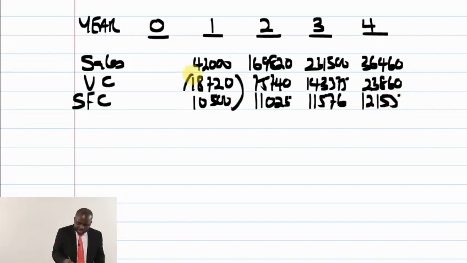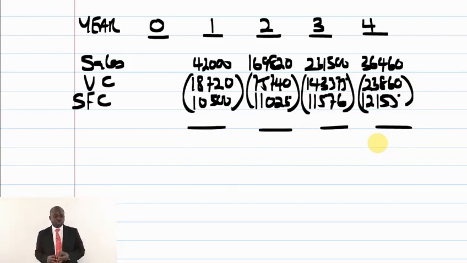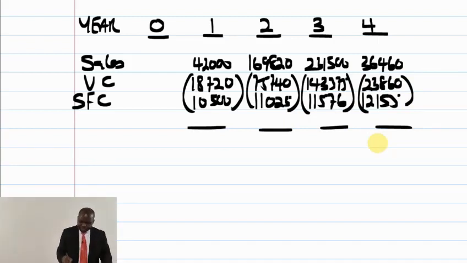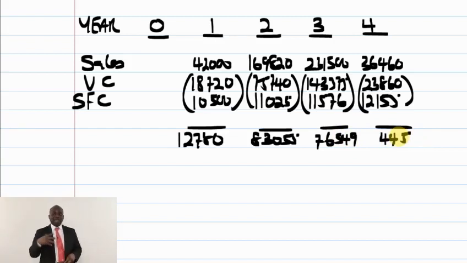So remember, these are costs. So if there's no other cost, I sum them up. When I sum them up, it gives me what is called the cash profit. Okay? So when you sum them up, it's giving you 12,780, 83,055, 76,549, and then 445. This is what is technically called cash profit.